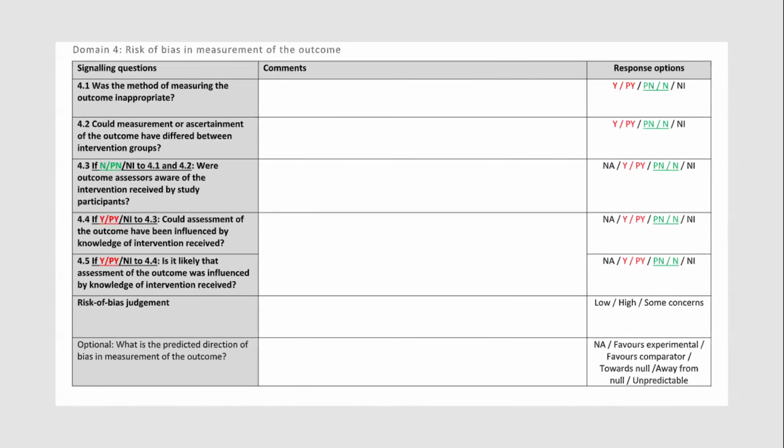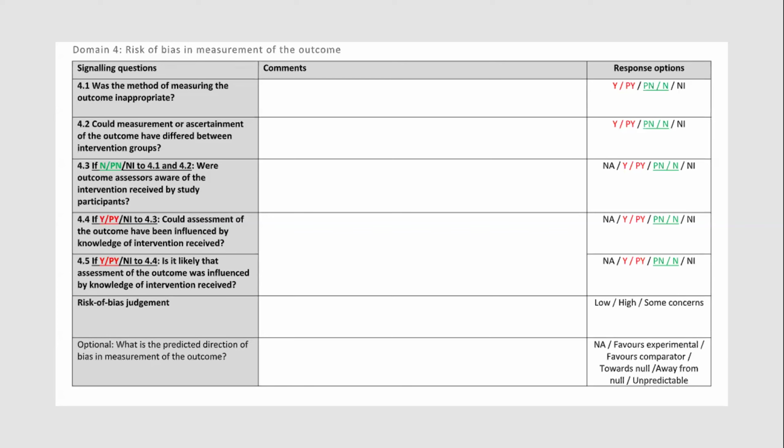Next is risk of bias in measurement of the outcome. Here also you have to see how the measurement of the outcome was done, like whether an appropriate method was used, or whether there was any difference in the assessment of the outcome between the groups. If no, partially no, or no information to 4.1 and 4.2, it will give you one more question.